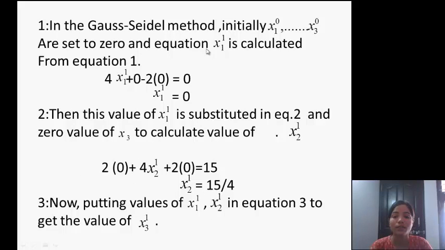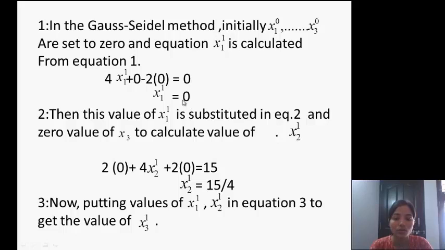Now we are calculating the values of x1, x2, and x3. In the first equation, first step, we substitute 0 for x2 and x3 to generate the value of x1 in the first iteration. This denotes the iteration number. So in the first iteration, our x1 value is 0.